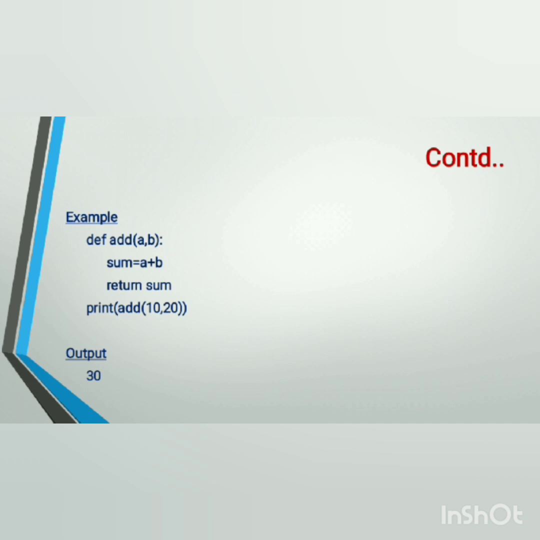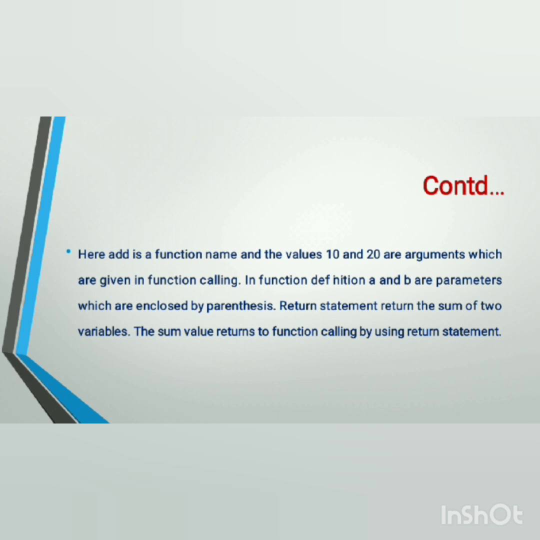Now I am returning this sum. So 30 will be returned to the function calling. Then it will print the value 30. So what will be the output? 30 will be displayed here. So this is the working process of a function, right? These are all the explanation of this example.